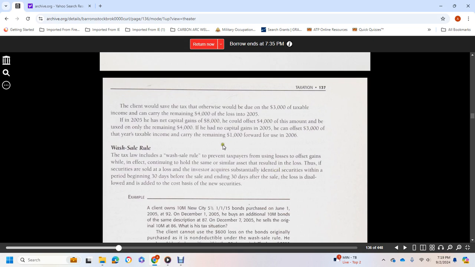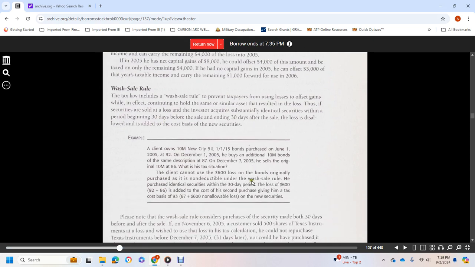The wash sale rule. Tax laws include wash sale rules to prevent taxpayers from using losses to offset gains while in effect continuing to hold similar assets after the loss. Thus, in a wash sale, investors acquire substantially identical securities within a period beginning 30 days before selling and ending 30 days after the sale. The loss is disallowed and added to the cost basis of the new security.